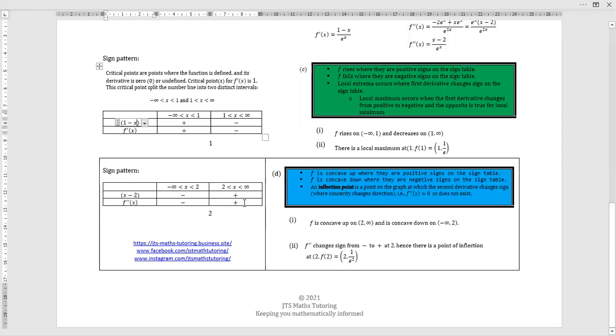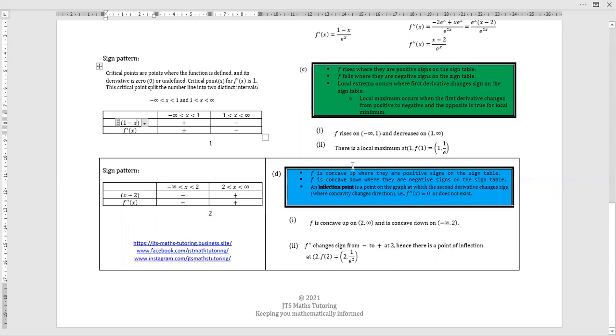All right, cool. So let's look at where does it concave up and where does it concave down. F is concave up where there are positive signs on the sign table, and F is concave down where there are negative signs on the sign table. Right, so where do we have positive signs on the sign table? It is within this interval. And where do we have negative signs on the sign table? It is within this interval. So we say F is concave up in this interval here, and F is concave down in this interval.